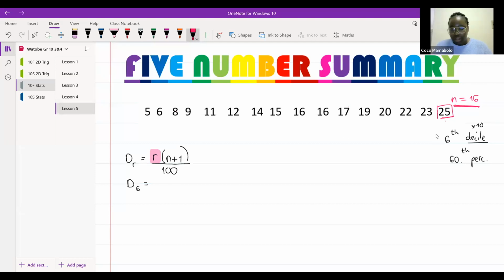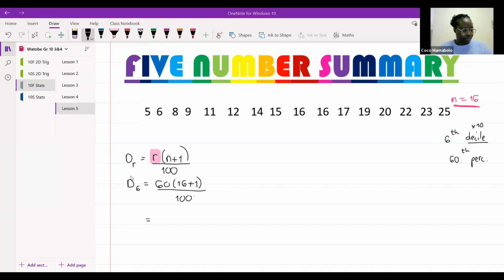It's making sense. Beautiful. All right, let's try to do this one with the 6th decile. Do you want to tell me what we are going to punch into our calculator? Ma'am, the 6, we're going to punch in 60 times 16 plus 1 over 100. Beautiful, over 100. And we're going to get, one second, ma'am. How much do we get?